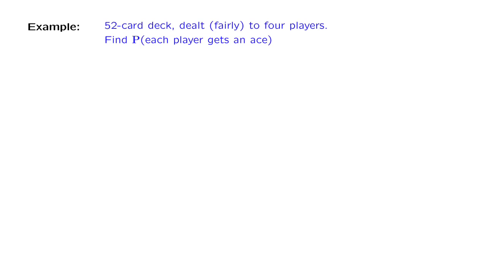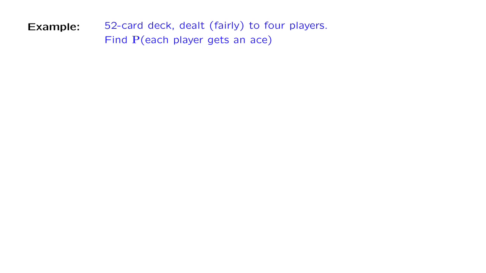We will now apply our multinomial formula for counting the number of partitions to solve the following probability problem. We have a standard 52 card deck which we deal to 4 persons. Each person gets 13 cards, as for example in bridge. What is the probability that each person gets exactly one ace?